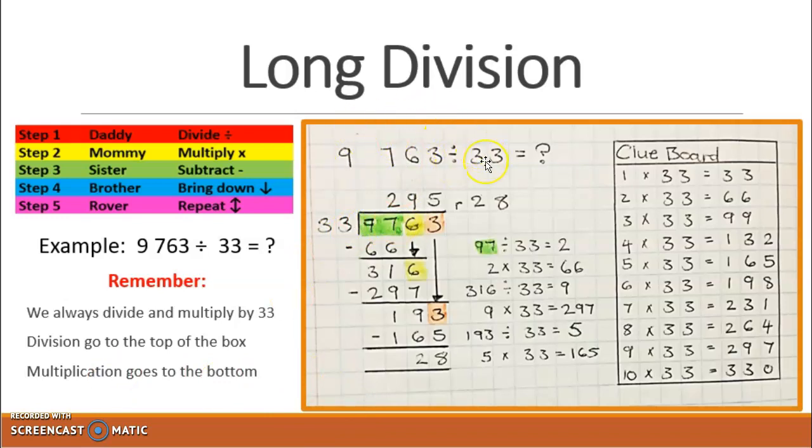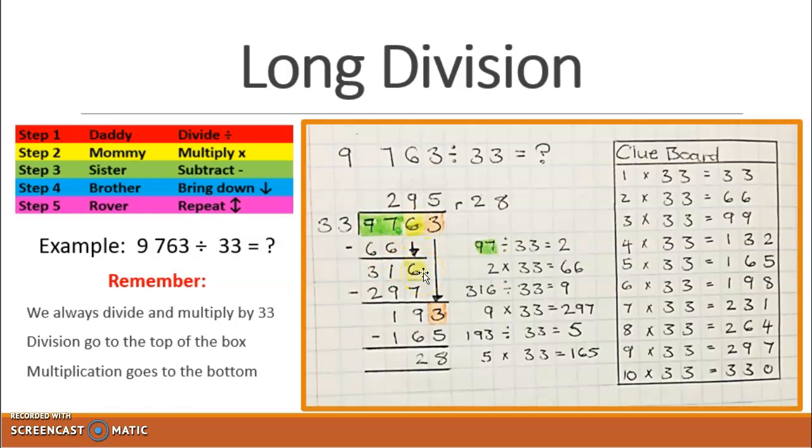9 divided by 33 cannot be done, so we say 97 divided by 33 and we get an answer of 2. We know it's 2 because if we look at our clue board, 2 times 33 is 66. We take our 2 and we place it on top of the 7. Step 2, we multiply. 2 times 33 is 66. We place it under the 97. Next, we subtract. 97 minus 66 is 31. Next step, we bring down.